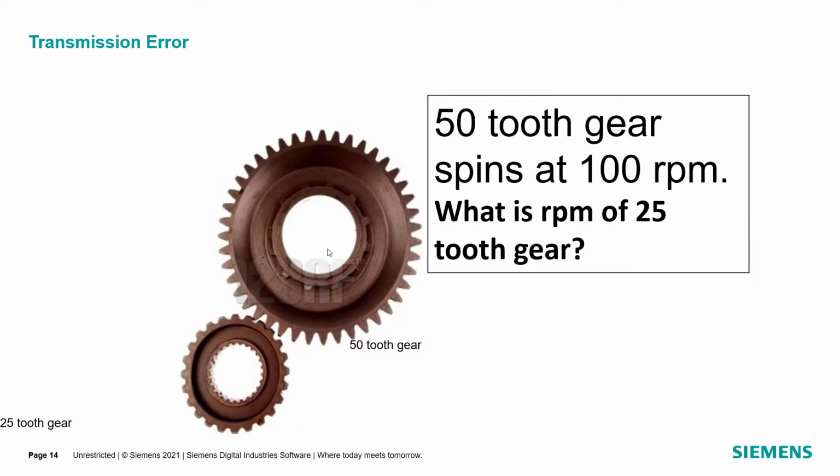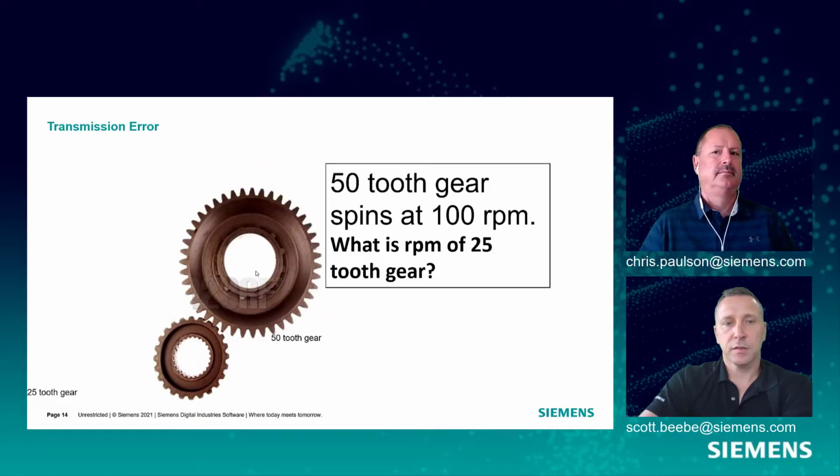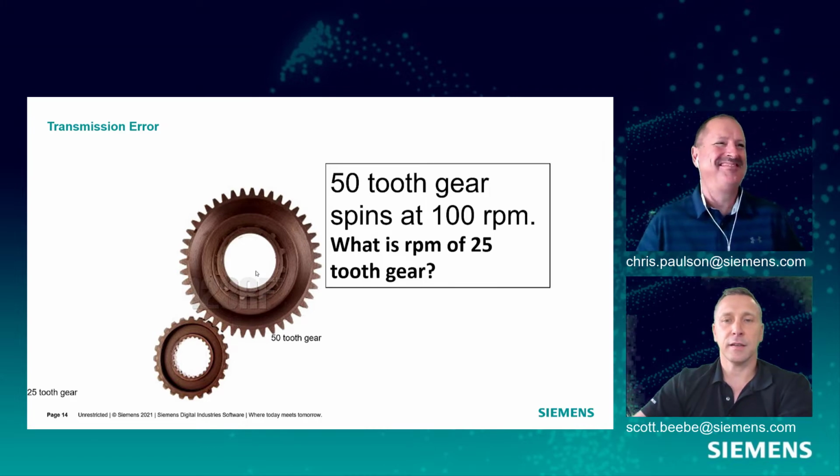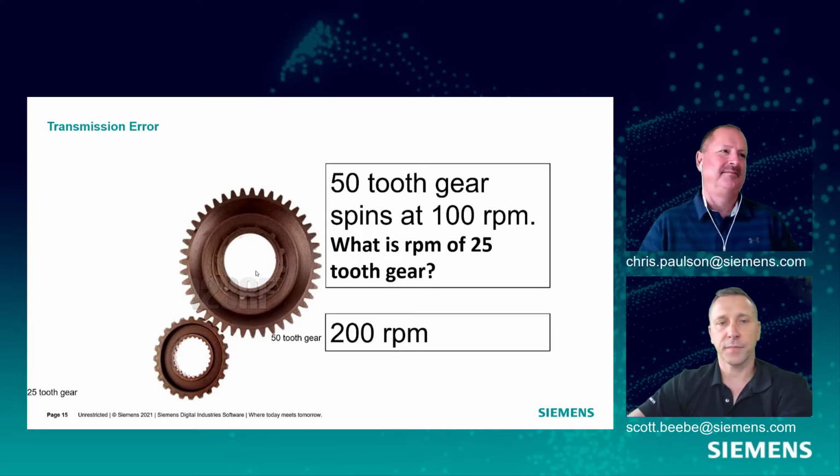Okay. So let's step up our game a little bit here. So now we have a 50 tooth gear, and that spins at 100 RPM. What is the RPM of that 25 tooth gear? So if we live in a perfect world, something that we could simulate, let's say, Chris, I could say that the RPM of the 25 tooth gear with that ratio, that 2-to-1 ratio we have here, would be 200 RPM.